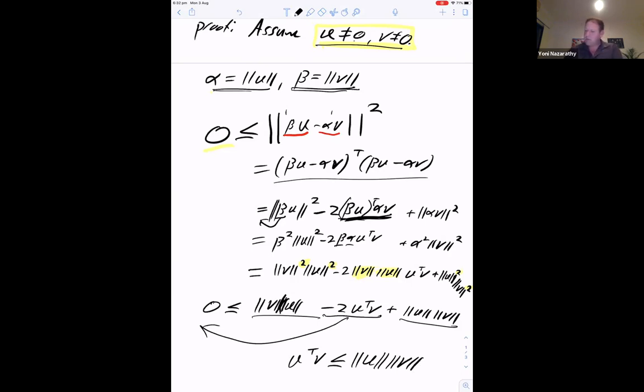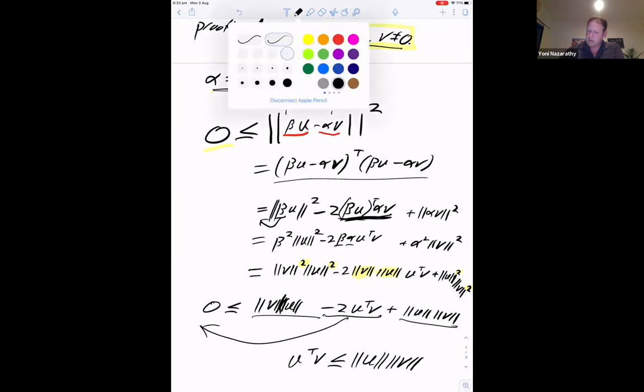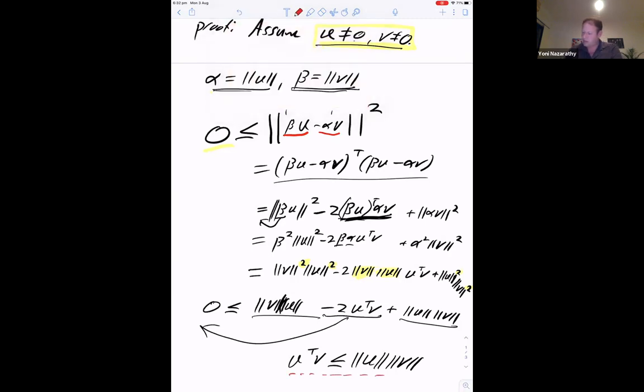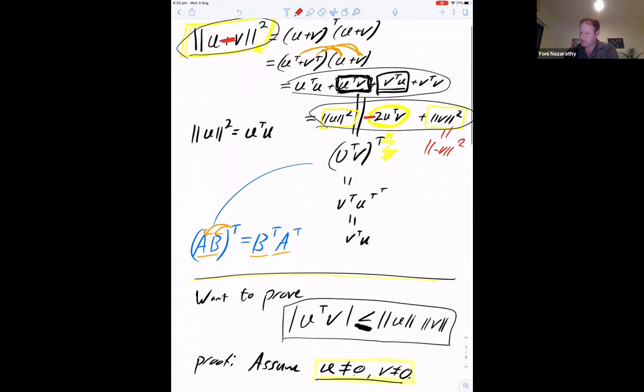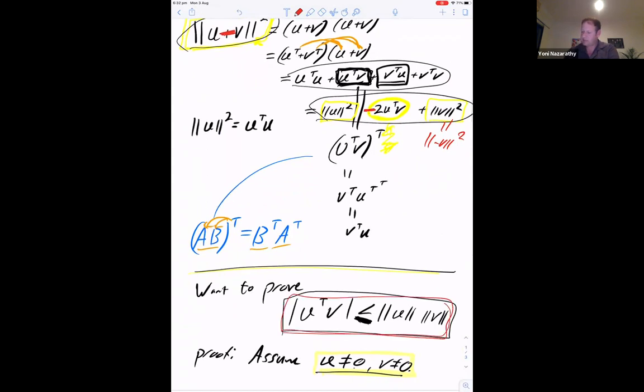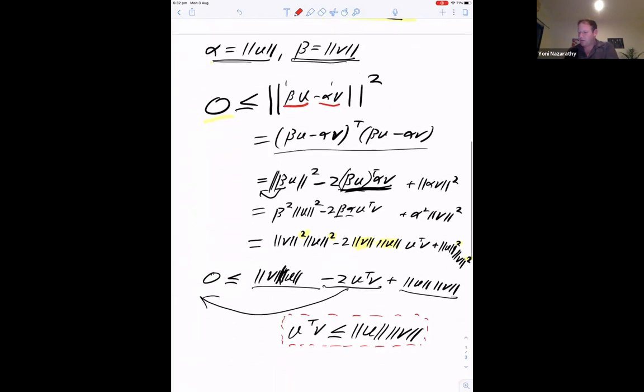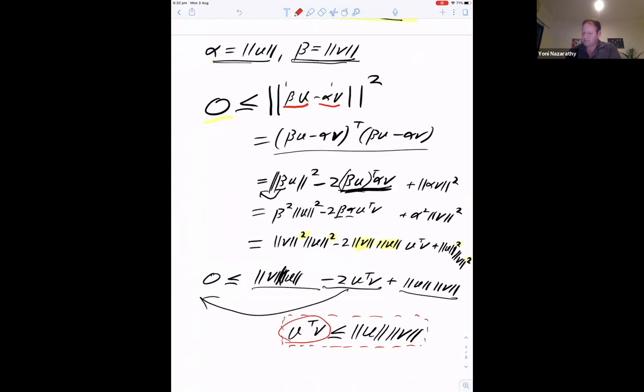Now this almost, I'll put a dotted line, this almost looks like Cauchy-Schwarz. This is almost this guy. What's missing in Cauchy-Schwarz? The absolute value, right, this guy. Okay, so we've got kind of half of Cauchy-Schwarz. So we've shown that this is less than that.